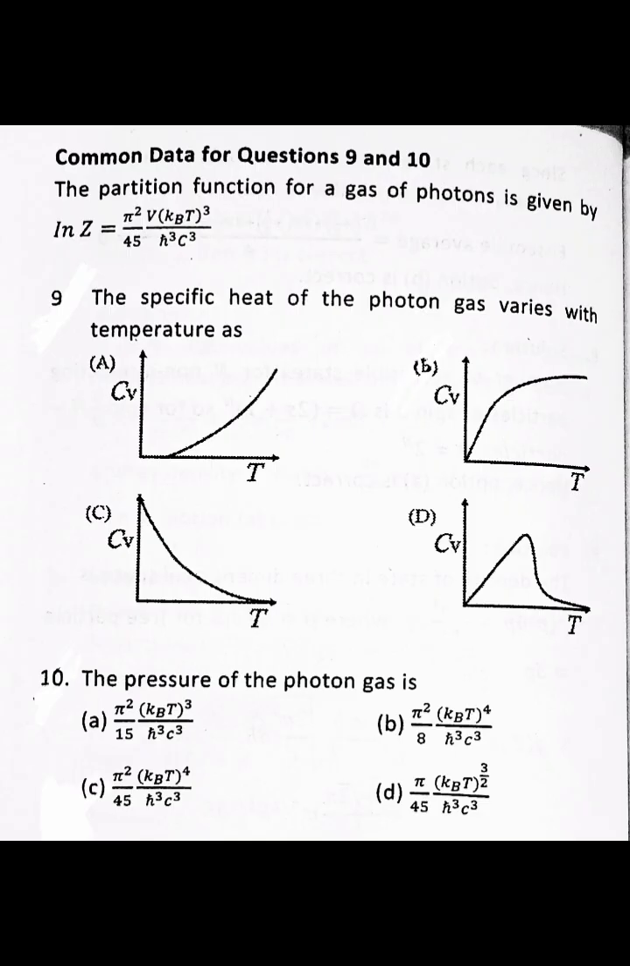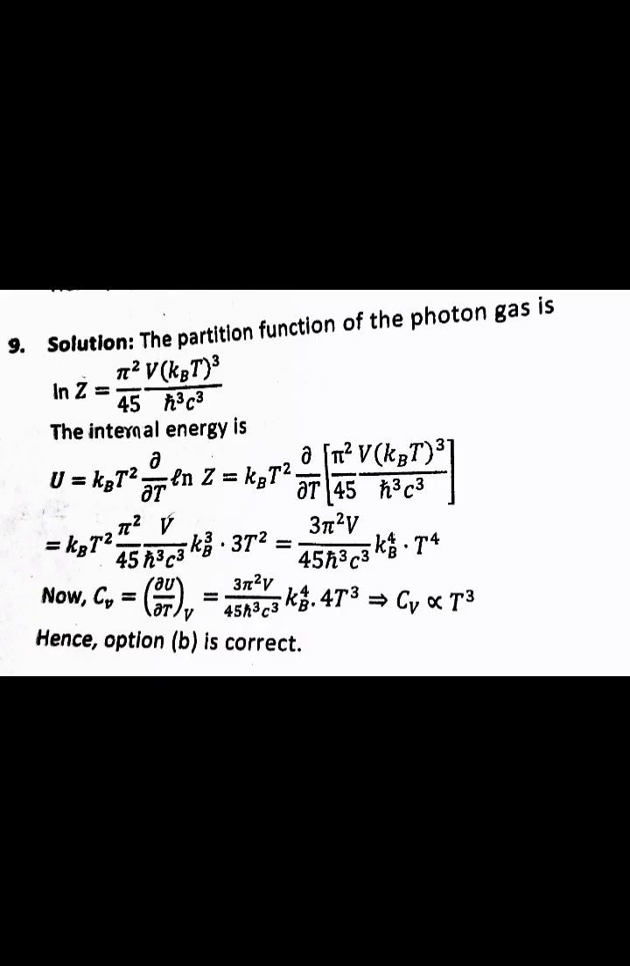The next question: the partition function for a gas of photons is given by ln Z = (pi squared V kT)^3 divided by 45 h-bar cubed c cubed. Then the specific heat of the photon gas varies with temperature as, and the pressure of the photon gas is dash. So here the partition function of the photon gas is ln Z = (pi squared V kT)^3 divided by 45 h-bar cubed c cubed.